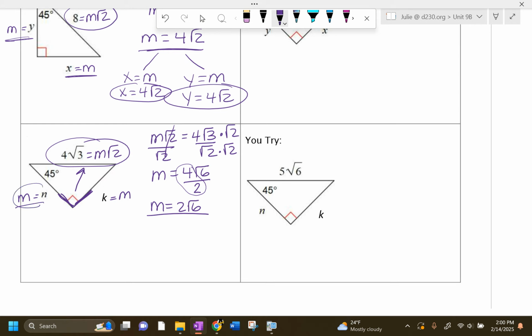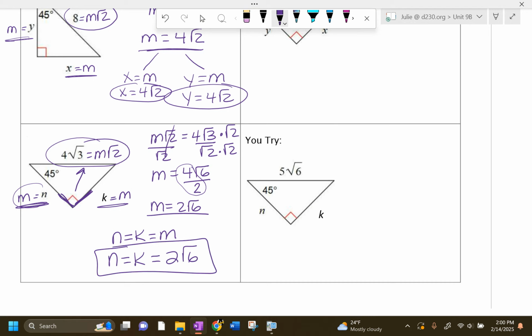All right, and now I can solve for my n and my k. Okay, now both of those are equal to m, and m is 2 square root 6. So that is my answer.